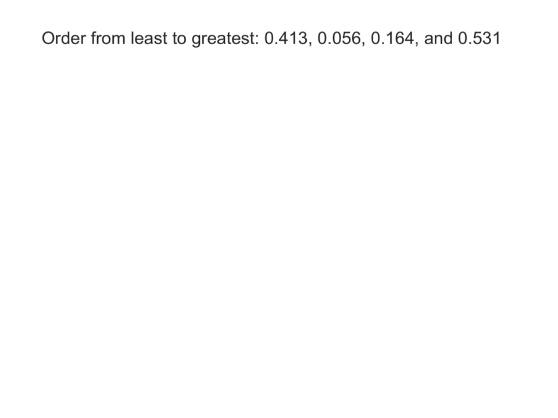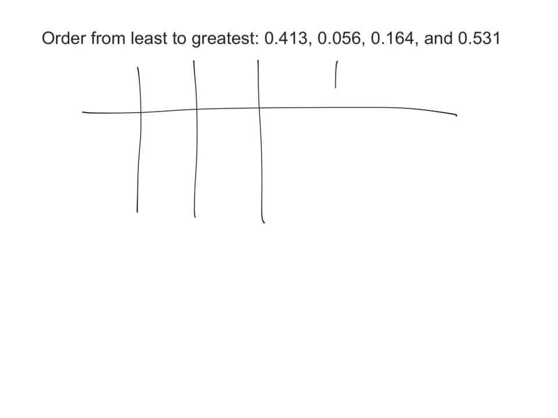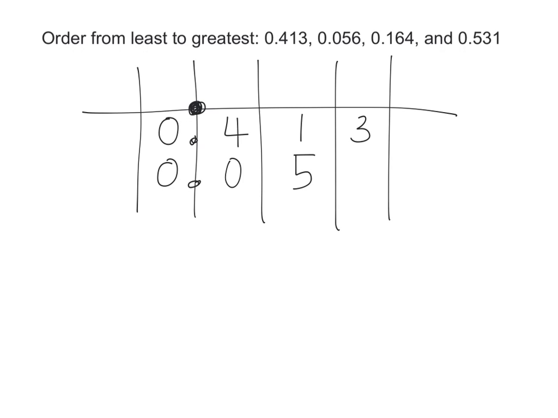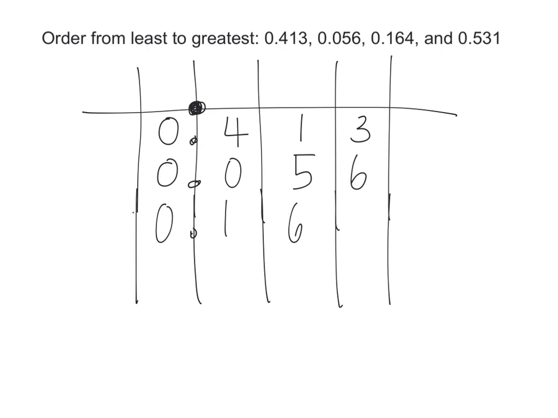When the problem asks you to order it from the least to greatest, I like to use a place value chart because it helps me figure out if I have all of my numbers, place values lined up. Okay, so my first number is 0.413. My second number is 0.056. My third number, I need to make my place value chart a little bit bigger, is 0.164. And my last number is 0.531.